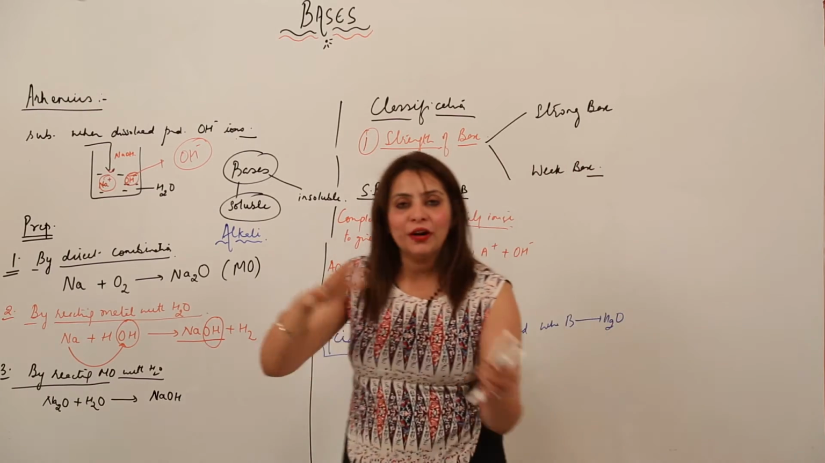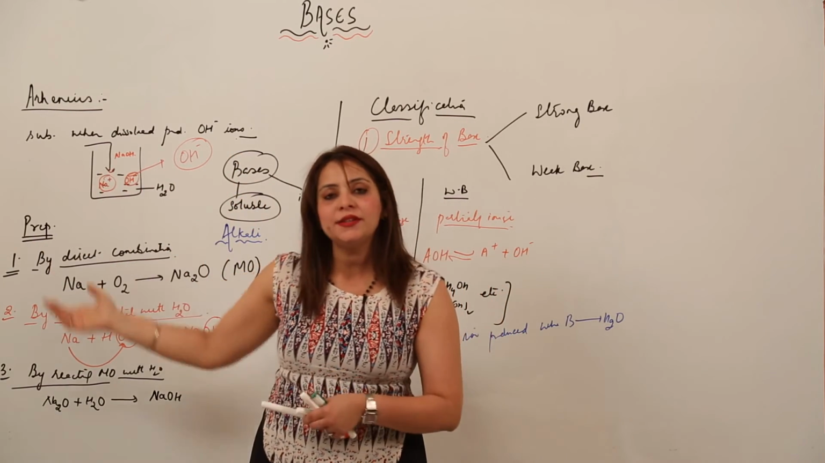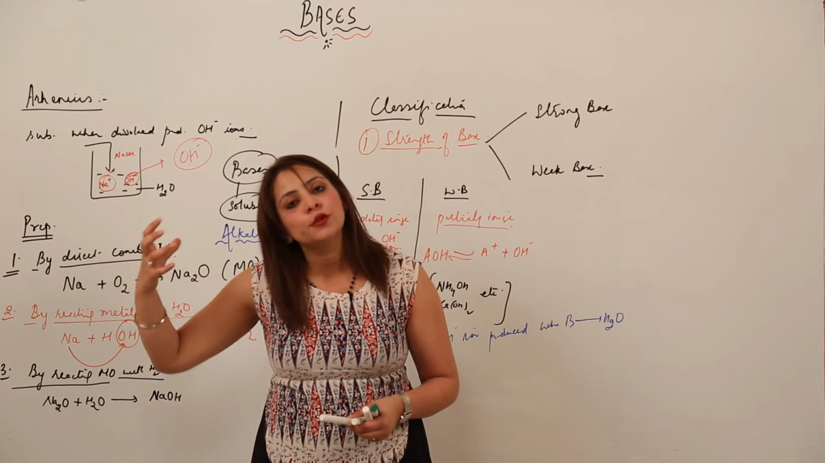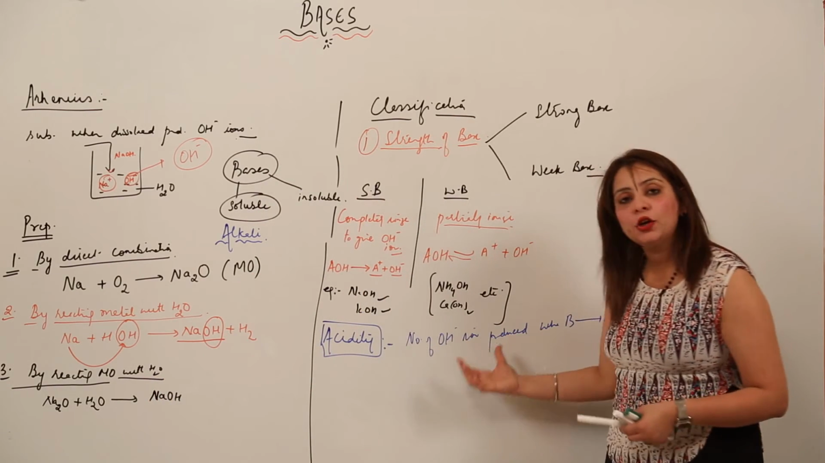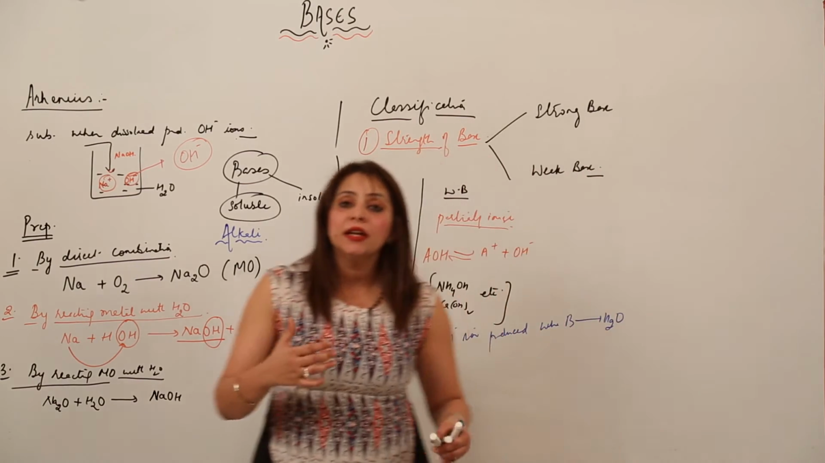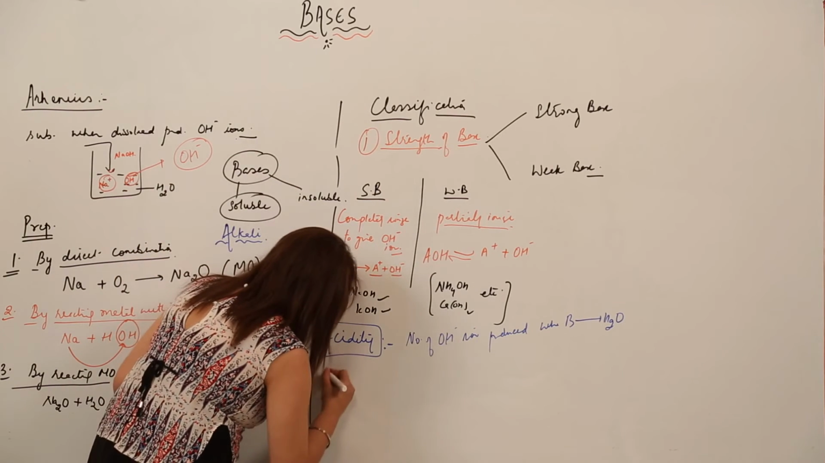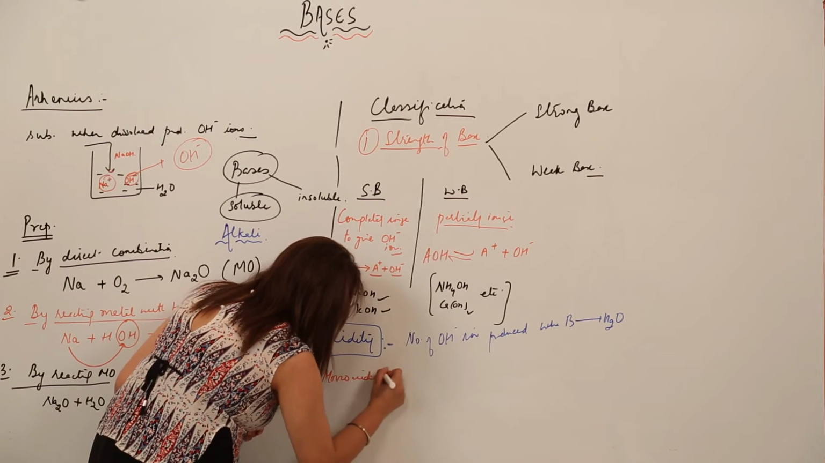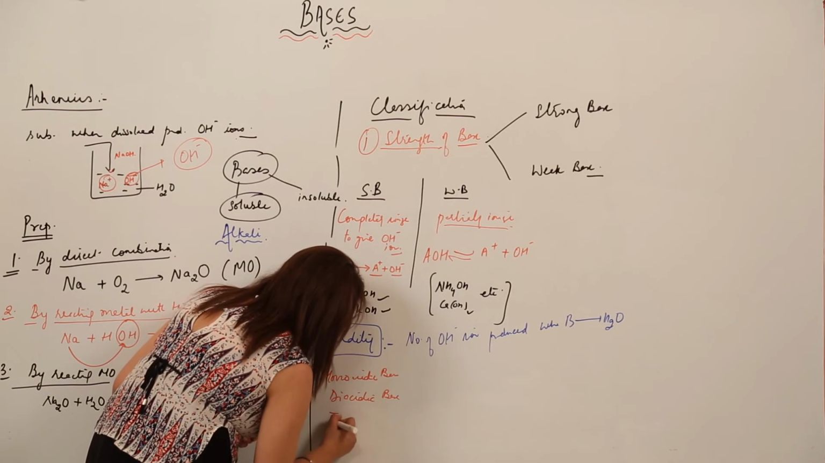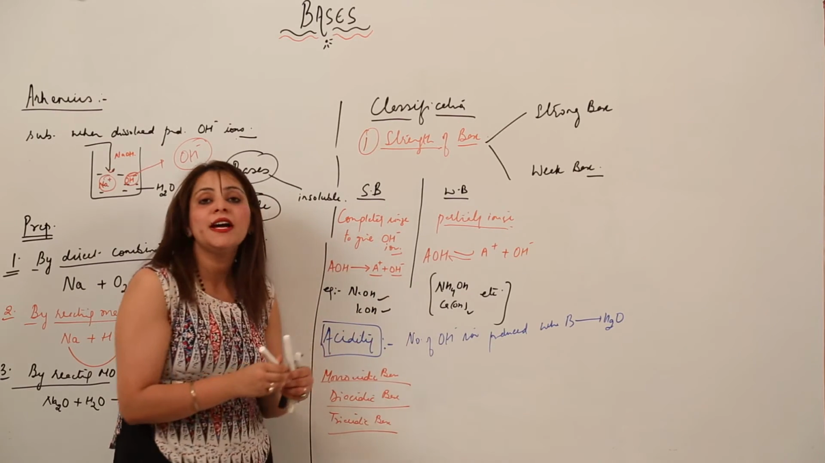See, basicity is for acids and acidity is for bases, right? So in the basicity case, you were indicating the number of hydronium ions produced when an acid is dissolved in water. Likewise, we have the number of hydroxide ions produced when a base is added to water, and on that basis we classify the bases into different categories. Like we have monoacidic base, we have diacidic base, we have triacidic base or polyacidic base, indicating the number of hydroxide ions produced when they are dissolved in water.